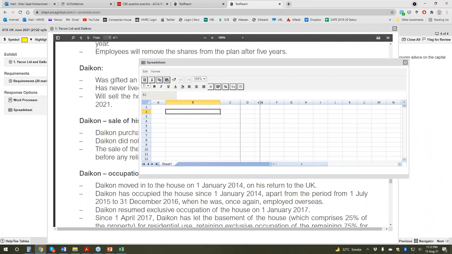And we'll make two columns, exempt and chargeable. Now, let's start.